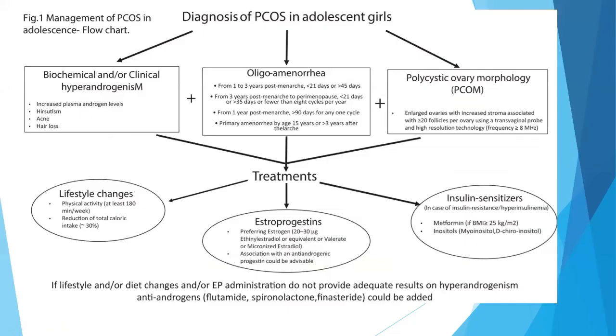So diagnosis of PCOS in adolescent girl. We can go with biochemical and or clinical hyperandrogenism, where there is increased plasma androgen level, hirsutism, acne or hair loss, or if the patient is complaining of oligomenorrhea, or if the patient is complaining of polycystic ovary morphology in the ultrasound examination. Then we go with treatments, which can be lifestyle changes, estrogen progestins, or insulin sensitizers, or you can say anti-diabetic drugs.